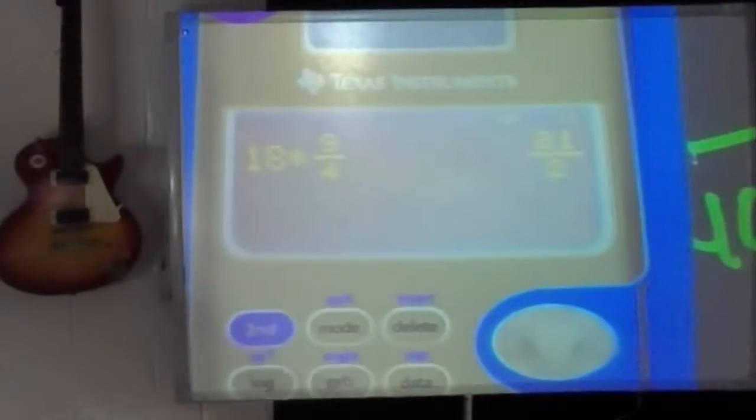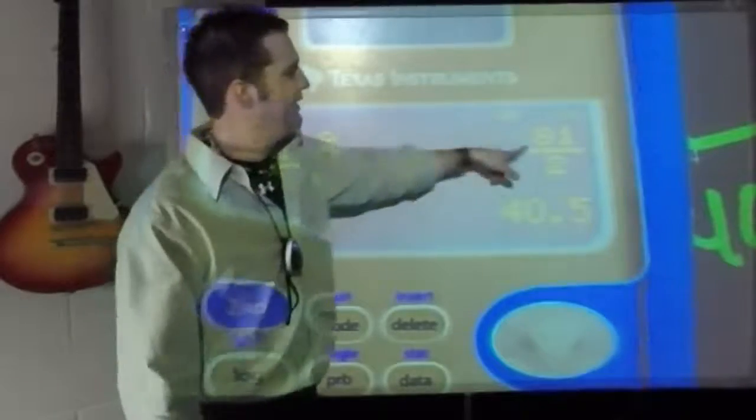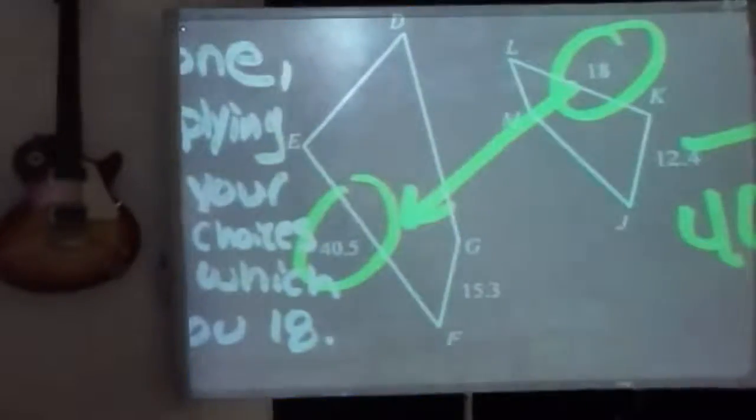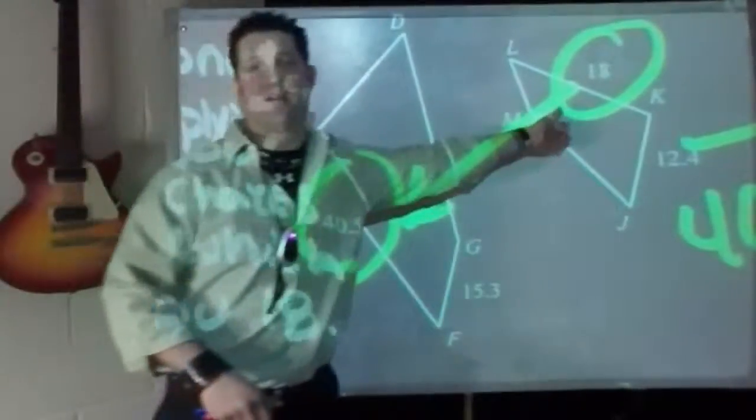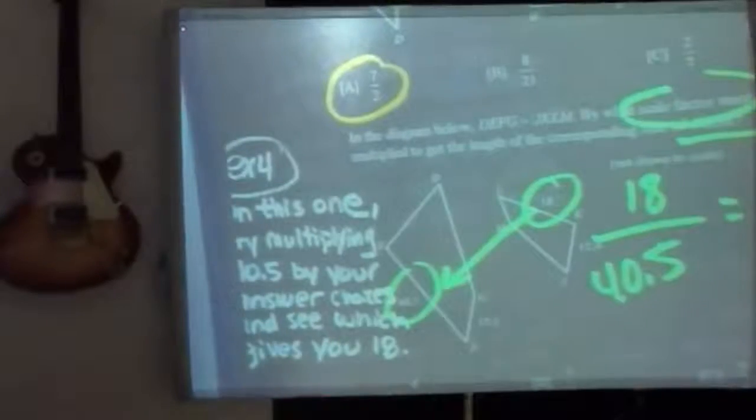Now I put it in. It says 81/2, but that's 40.5. 18 times 9/4 gives you this. So your one-way street is 4/9 to go that way. If you want to get back, it's 9/4 to go this way. And that is it. And that is scale factor.